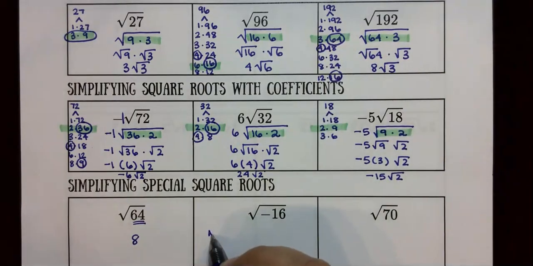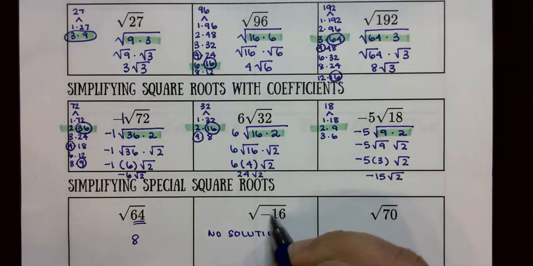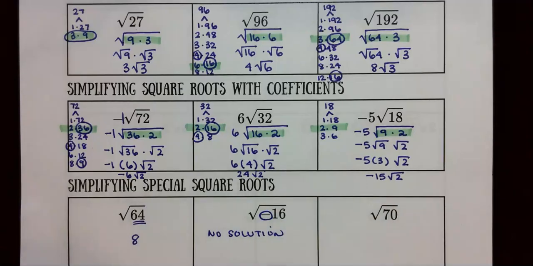So do not be tempted to write -4 here because that is not the case. So we're just going to write no solution because of this negative. So no negative numbers underneath the radical. All right, let's talk about 70.